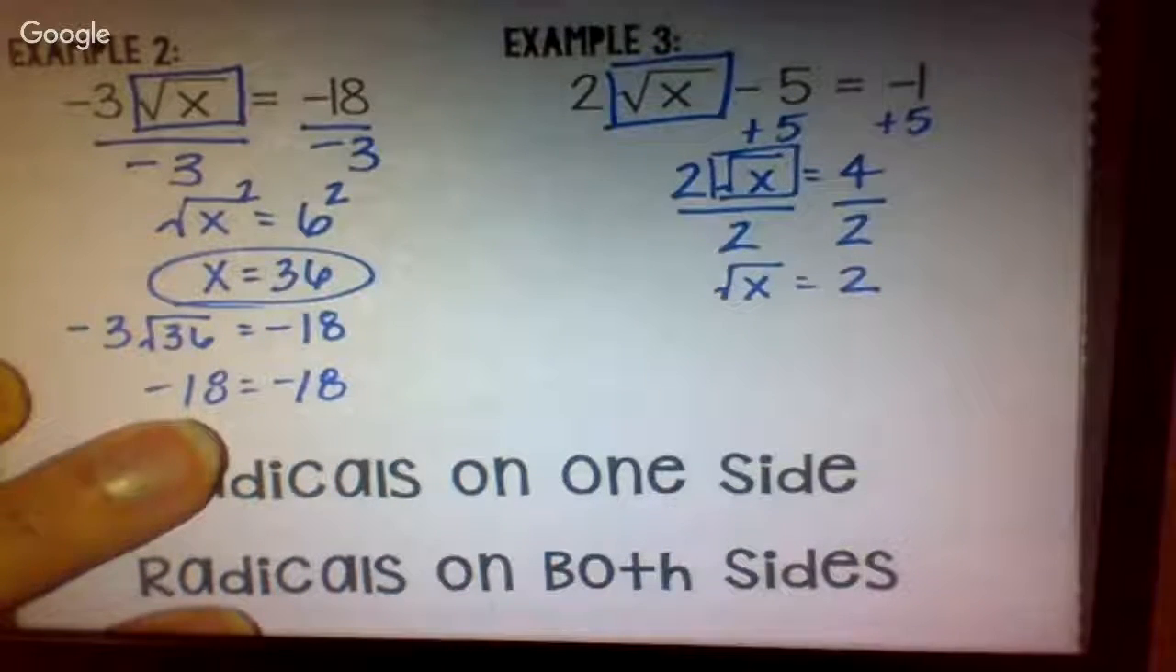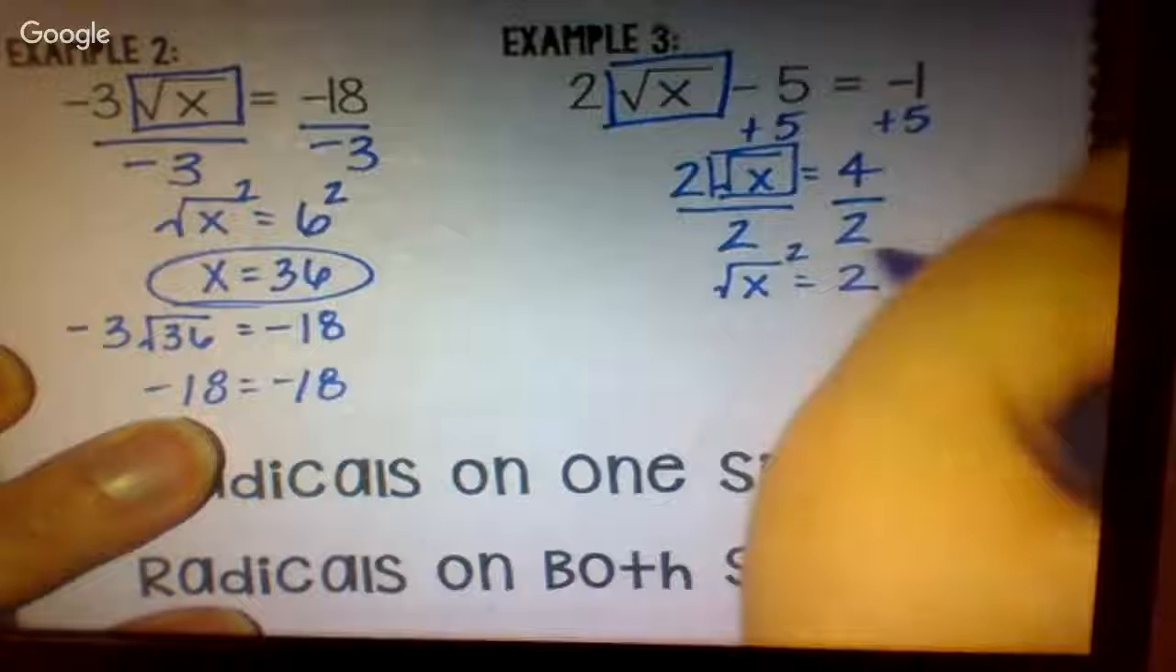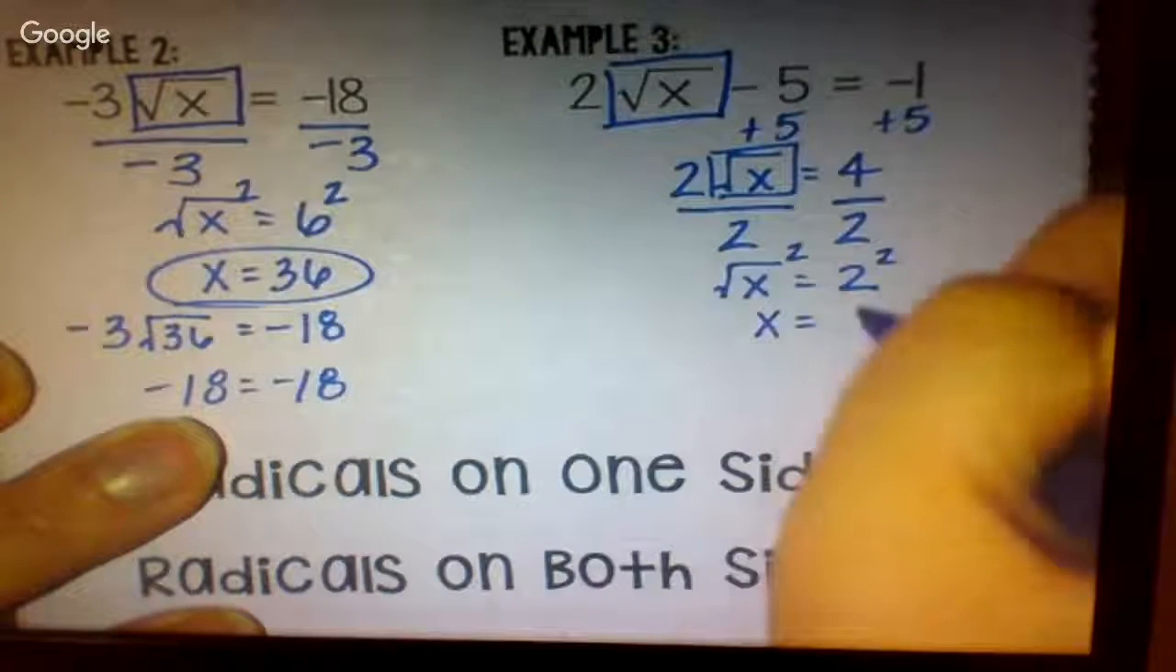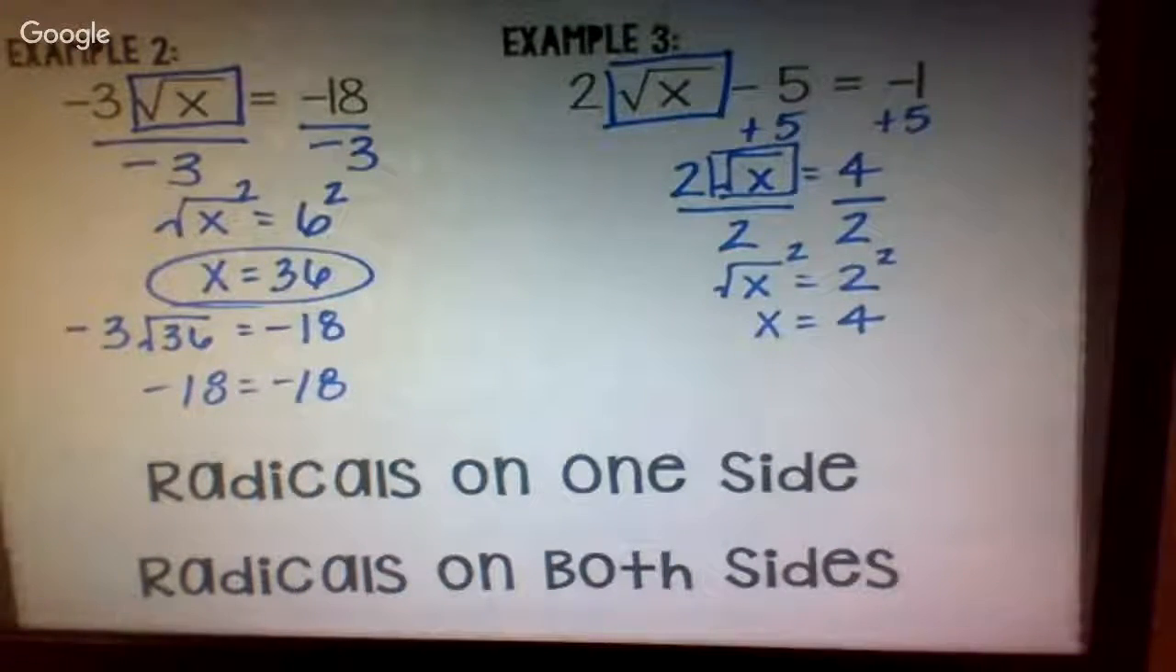Now we square both sides. So x should equal 4.